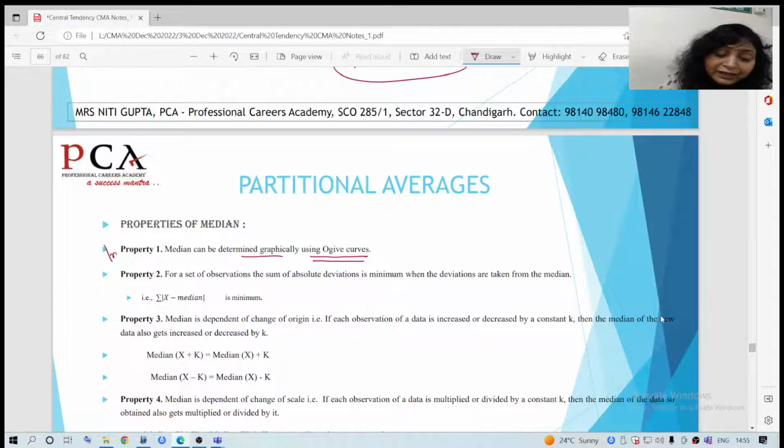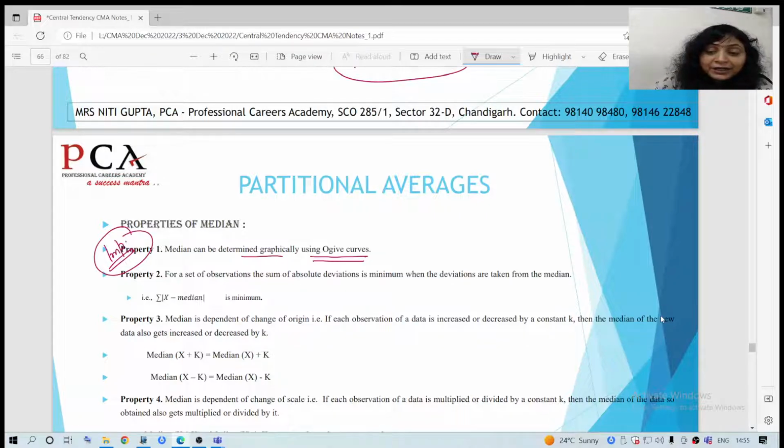Again, this is a very important property, because arithmetic mean, geometric mean, and harmonic mean are mathematical averages, and mathematical averages cannot be determined graphically, but positional averages can be determined graphically. Median can be determined through ogive curves. So you must know what ogive curves are.